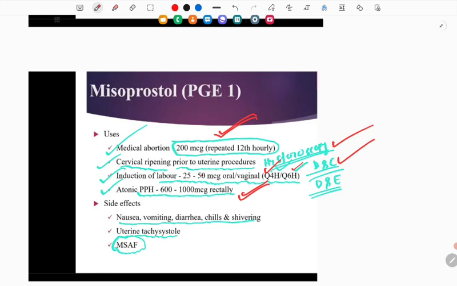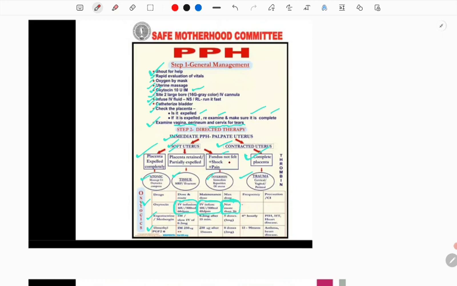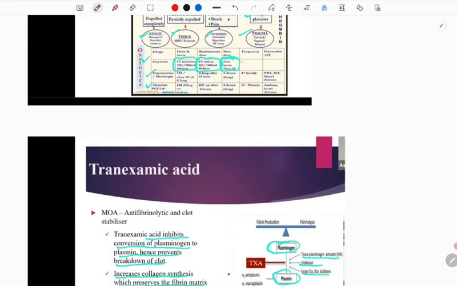Uses: medical abortion, ripening, induction of labor, prior to procedures like hysteroscopy, cervical ripening prior to procedure, dilatation and evacuation. Side effects: nausea, vomiting, shivering, diarrhea, chills, uterine tachysystole, meconium in amniotic fluid.